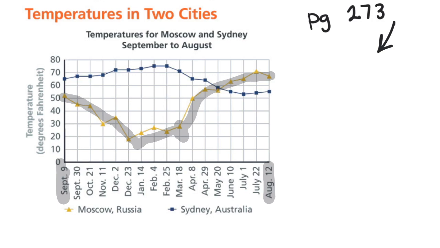And what is something that we notice happening from September to August with our Sydney graph? I see that it goes up a little bit and then it goes down a little bit, right? And the temperature changes in Sydney don't seem to be as different from the ones in Moscow.